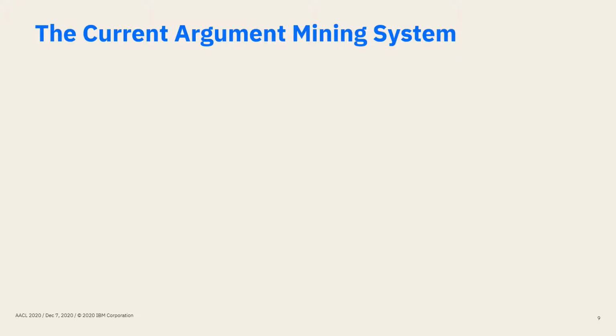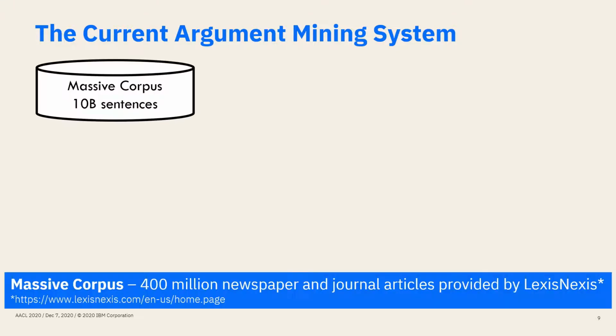A significant enhancement of the current solution compared to the previous ones is a result of the transition to a massive corpus which is 50 times larger than Wikipedia. This corpus contains 10 billion sentences from 400 million newspaper and journal articles provided by LexisNexis. The transition to such a large and diverse corpus increases the potential amount and diversity of the mined arguments.